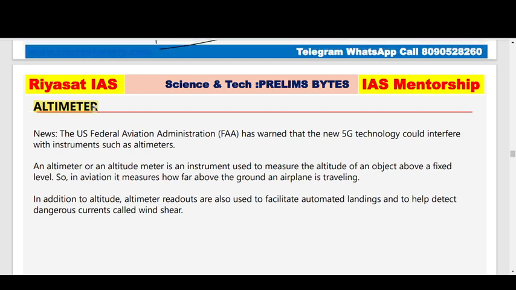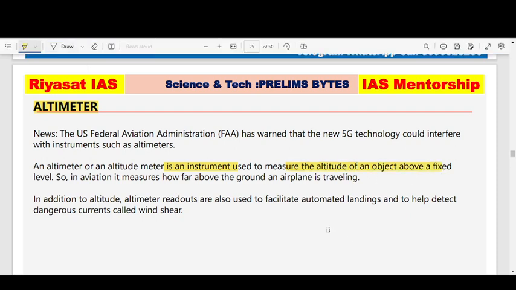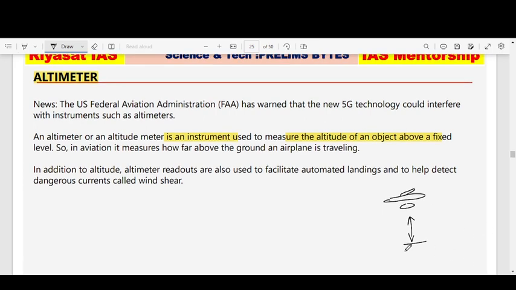Altimeter is also very important because it is a device. It's basically an instrument that is used to measure the altitude of an object. Okay, altimeter is a device. For example, my plane is here and I wish to measure how far it is from the ground level. This can be done using an altimeter, above a fixed level. This is mainly used in aviation to track the distance of flights and planes from the sea level or from the ground level, how far above the ground the airplane is traveling.